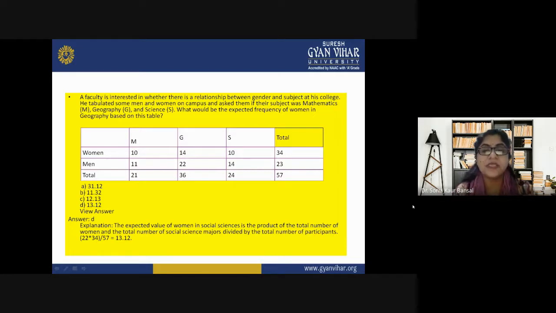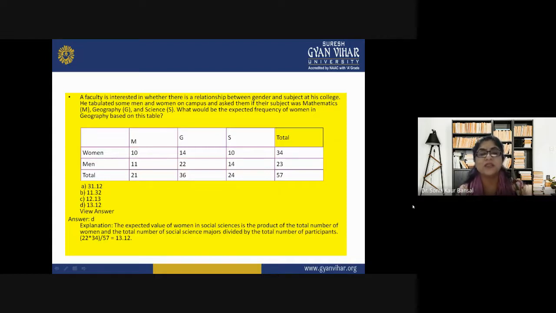So this is how the data is kept in the form of a table. For women, the observed counts are mathematics 10, geography 14, science 10; for men 11, 22, 14, 23. So the totals are 21, 36, 24. So how would be the answer?